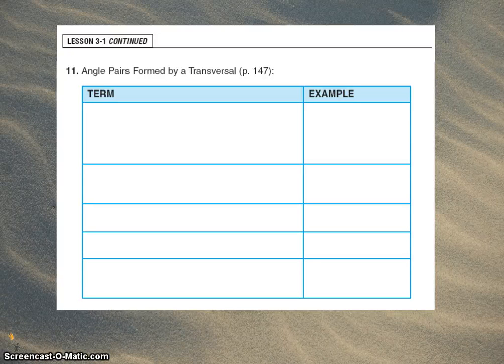Okay, so in this part we're talking about angle pairs formed by a transversal. First of all, what is a transversal? You have two lines, wherever they are, and then a line that intersects them both is called a transversal. So T is a transversal because it intersects two lines. That's all transversal means. And we've got lines L and M.